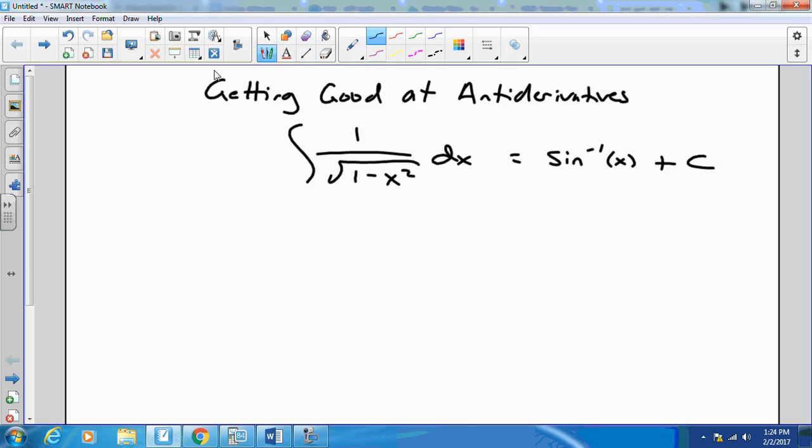And that is that when you look at an antiderivative, you actually just got to know your derivative rules cold so that you can recognize the derivatives when you see them. So the first step is to know your derivative rules. And I have a couple of tips.